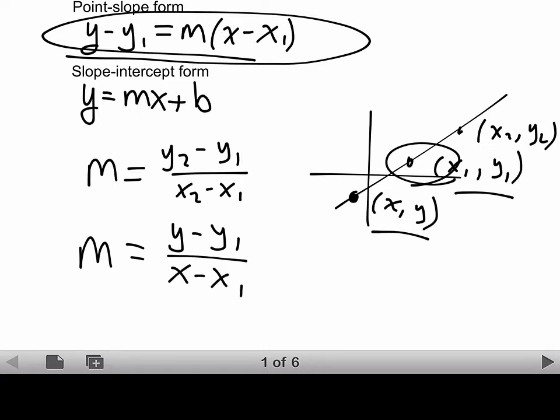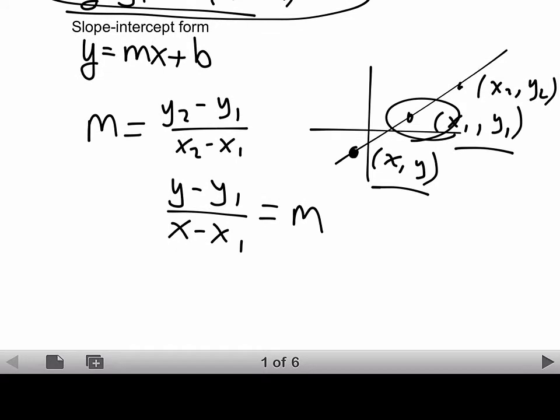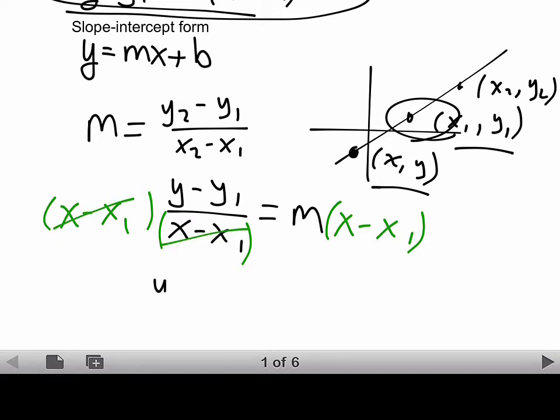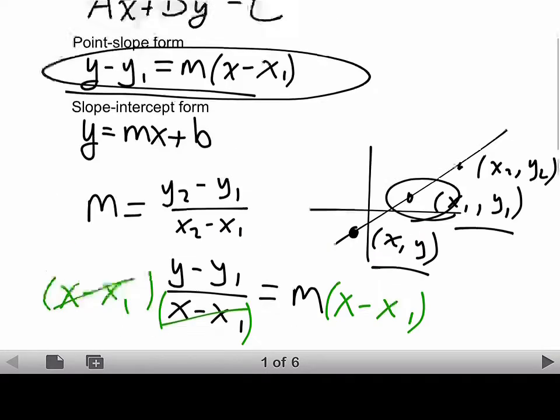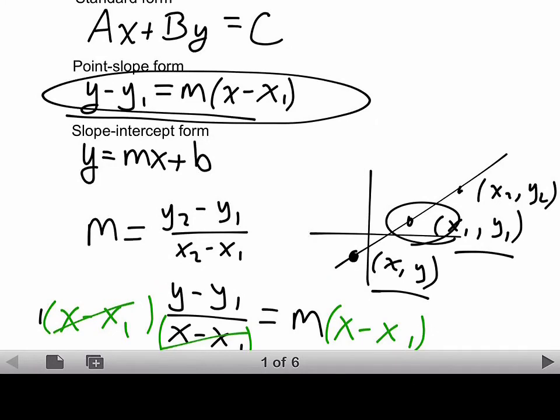Now if I move the m to the right hand side and then clear the fraction by multiplying both sides by the common denominator of x minus x1, then on the left hand side it divides out. I end up with y minus y1 is equal to m times the quantity of x minus x1, which is point-slope form, and so we can see that this is simply a rearrangement of the slope formula. Let's get started with our first example.